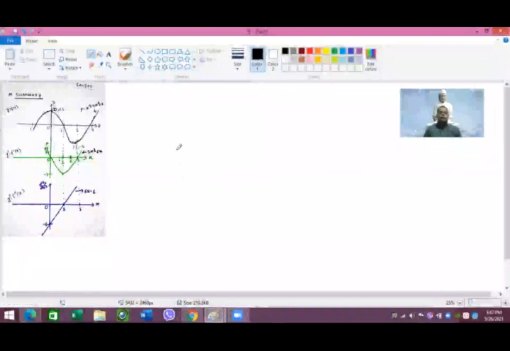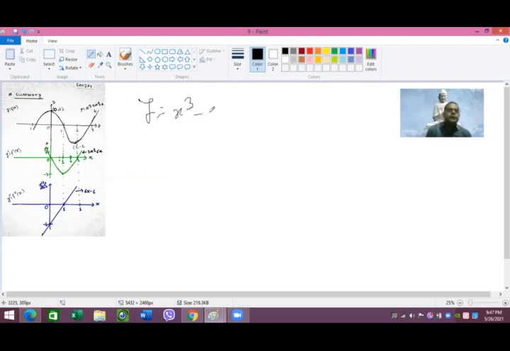Let's now talk about what happens when we deal with maxima and minima by taking the derivatives of the curve. Here you can see the curve y equals x cubed minus 3x squared plus 2. By using the method to draw this graph, you can draw the graph like this, which we have already seen before.